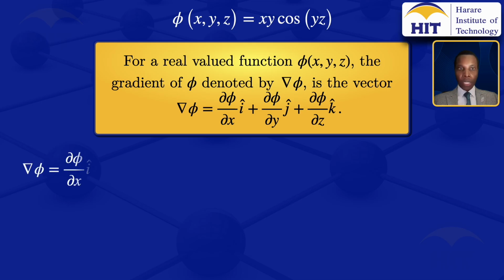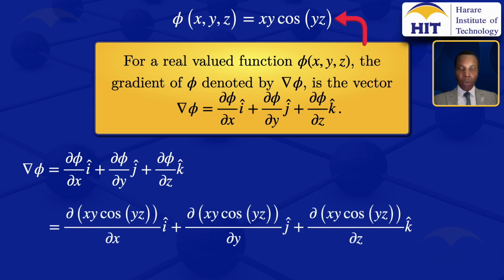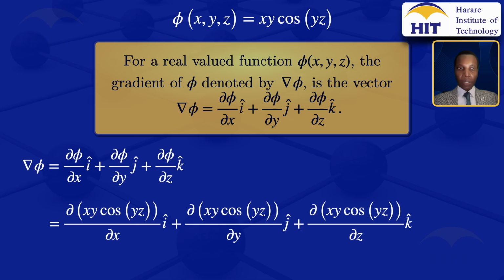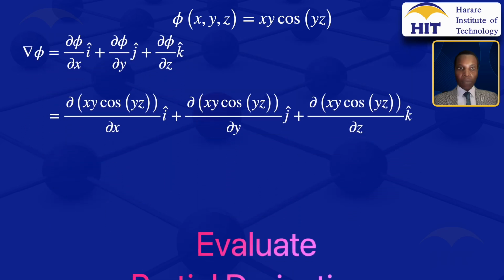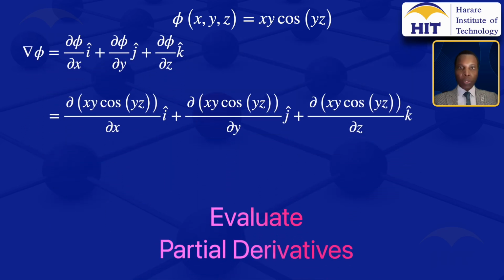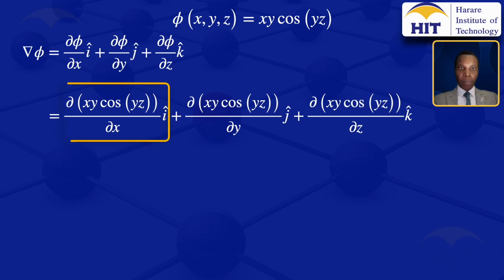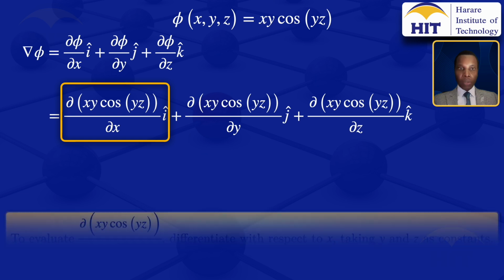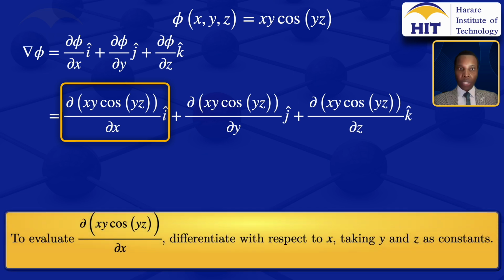So I can just go on and write my grad phi there, then substitute the phi that we are given here. So it's xy cosine yz. That's our phi there. And the next step is now to go on and evaluate the partial derivatives. So I'll start with the first one here, the partial derivative of phi with respect to x. In this case, we are differentiating xy cosine yz with respect to x, but taking y and z as if they are constants. So when you do that, the result that you get there is y cosine yz i.